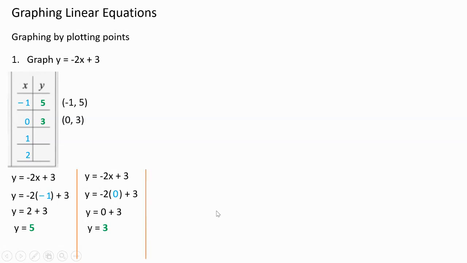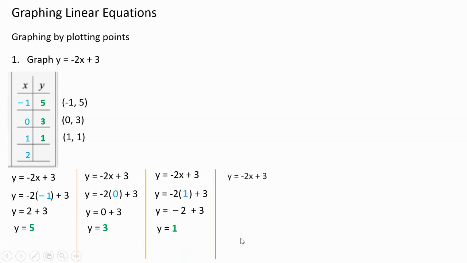We keep repeating the process for when x equals 1 and x equals 2. So when x equals 1, we're going to plug in the value 1 for the x. Simplify, it's going to give us 1. So when x is 1, y is 1, and the point is 1, 1. And finally, when x is 2, we're going to plug it in for the x. It's going to give us -4 plus 3. So y will equal -1. So when x is 2, y is -1, and the point is 2, -1.